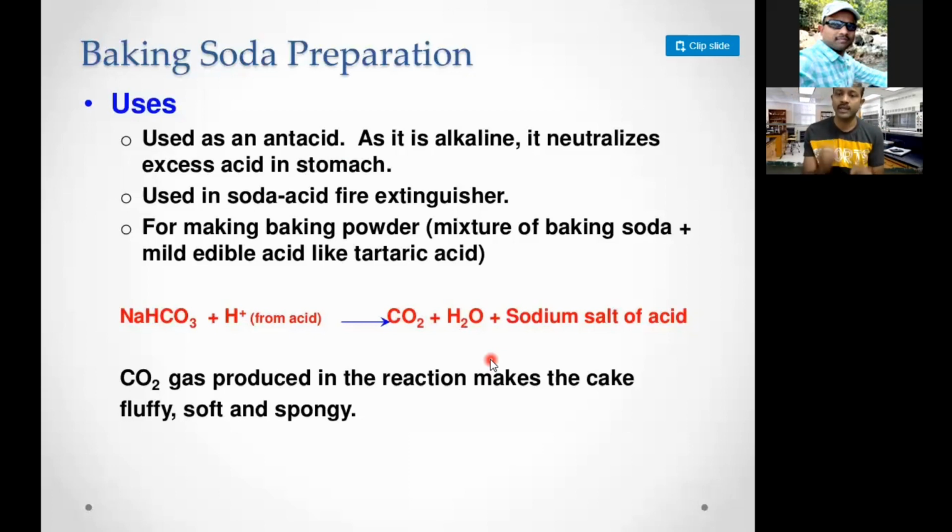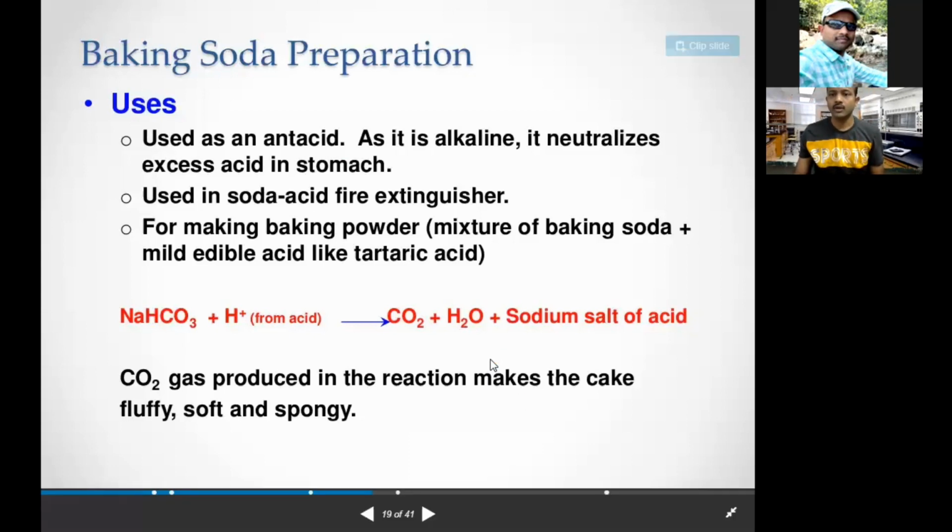We have to use this baking powder. If you forget to add this, your cake will become very hard. That is not a cake, that is a hard substance. To make it spongy, soft, fluffy, we have to add this baking powder. Right.